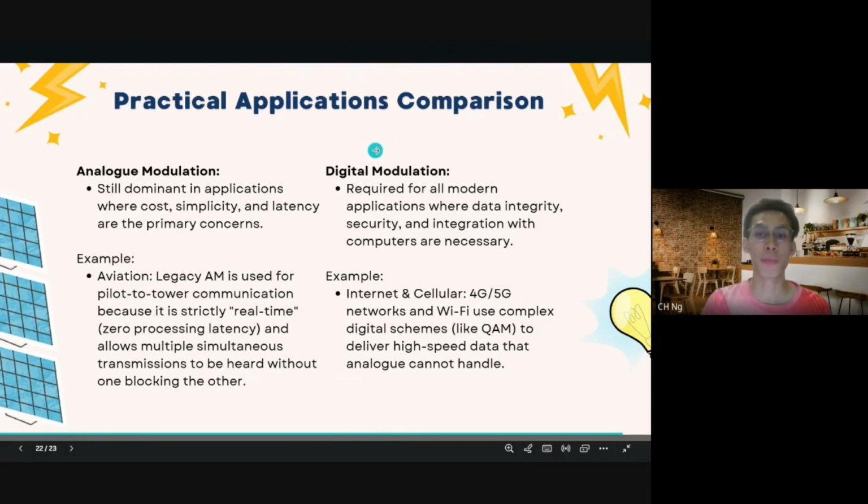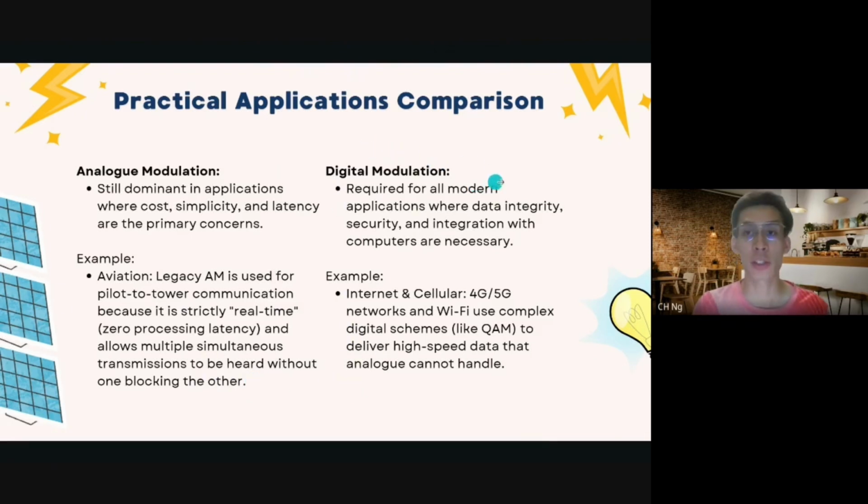Whereas digital modulation is required for all modern applications where data integrity, security, and integration with computers are necessary. Example, 4G and 5G networks. They use complex digital schemes like QAM to deliver high-speed data that analog cannot handle.